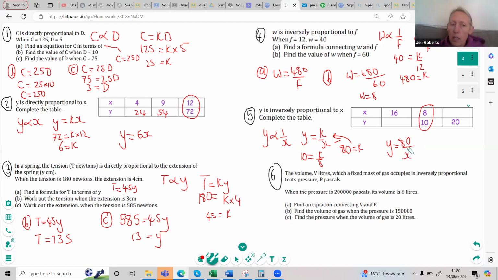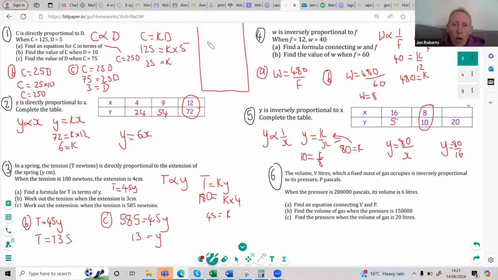So for your first bit in the column of your table here, we know X is 16. 80 divided by 16 is 5. This one, I might do that over here, sorry, just to finish off this question.